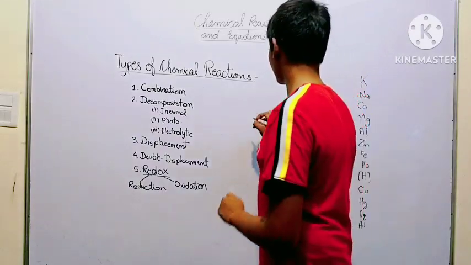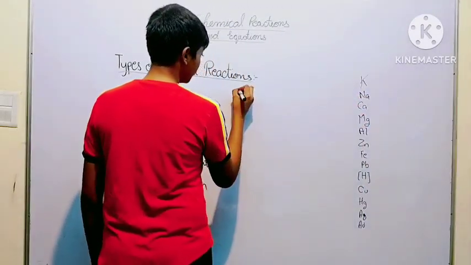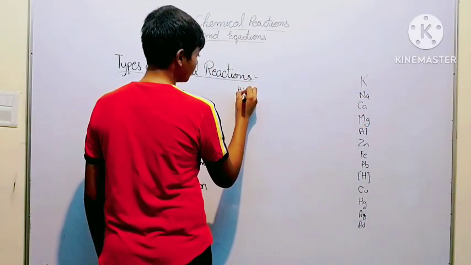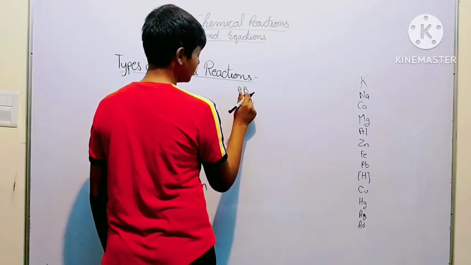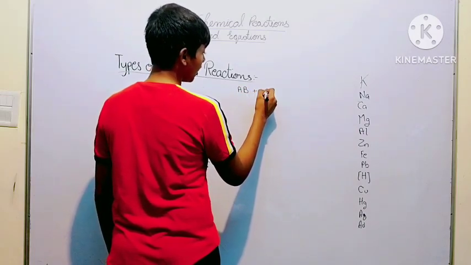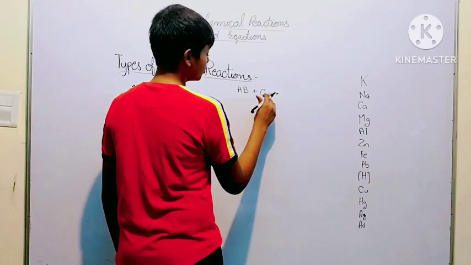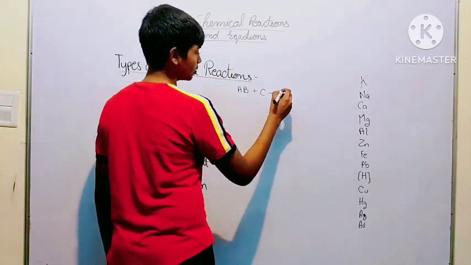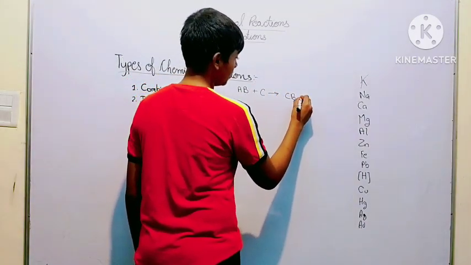So let's take an example. The symbolic representation would be: if there is a solution of metal A with B, and then a highly reactive metal C, C would displace A from its solution. So it will form CB plus A.